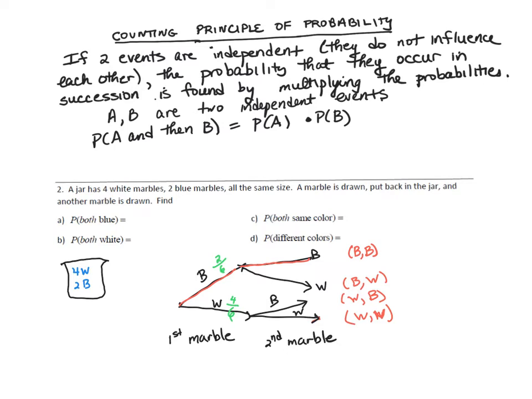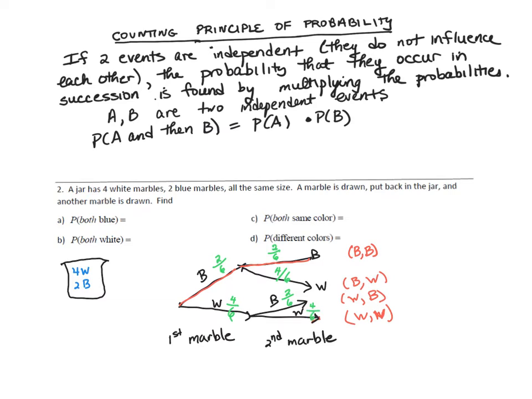Now, we put the marble back, so the jar still has 4 white and 2 blue marbles. These are 2 independent events. So, the probability of picking a blue marble is still 2 out of 6, and the probability of picking a white marble is 4 out of 6. And again, if the first marble was white, the probability of picking a blue is 2 out of 6, and the probability of picking a white is 4 out of 6.